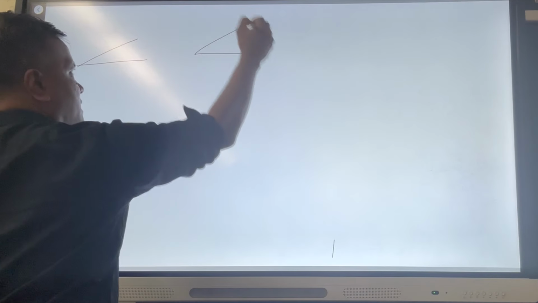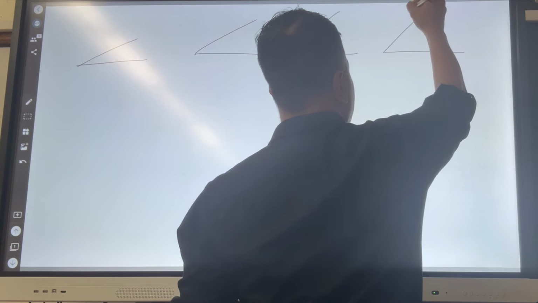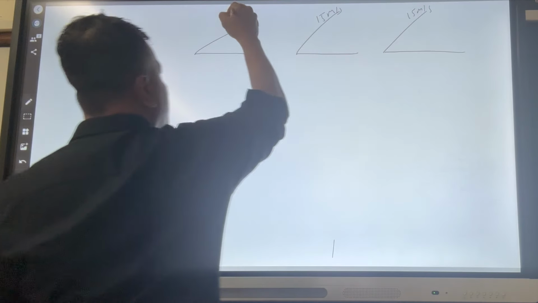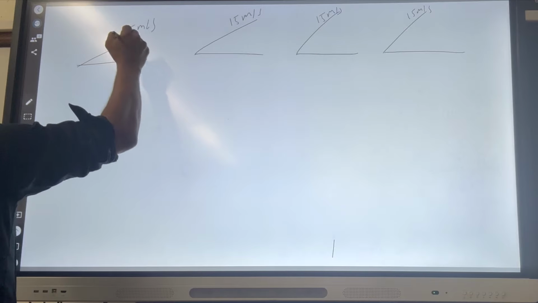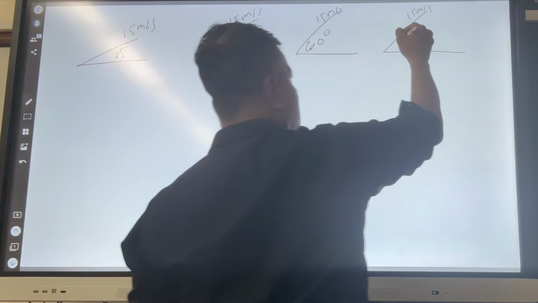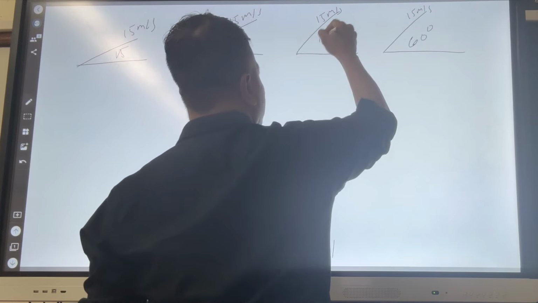So now the last but not least, I give you a 4 problem, keeping the same velocity, and that is 15 meters per second. This is 15 degrees, this is 30 degrees, this is 60 degrees, and this is, let's say, 45 degrees.